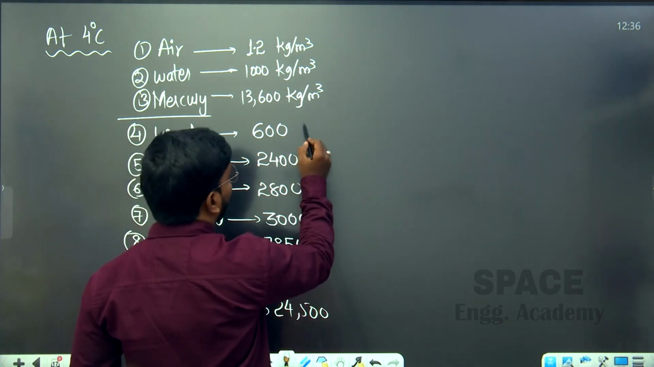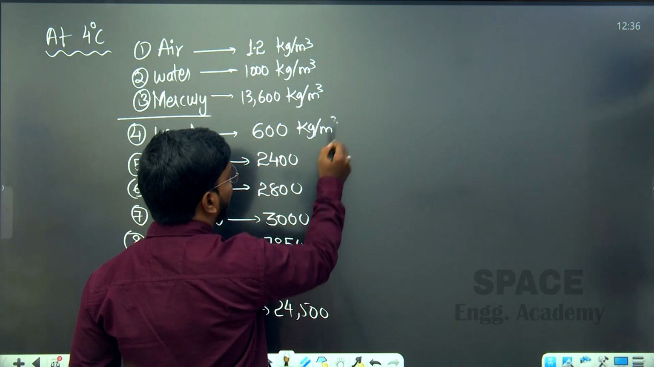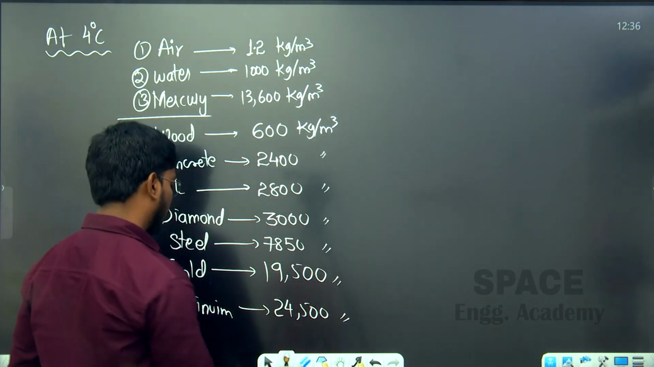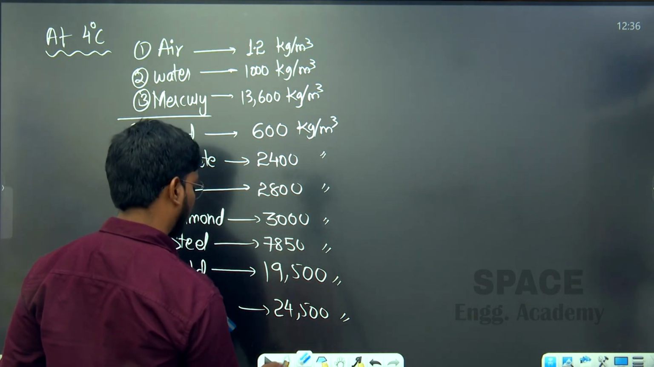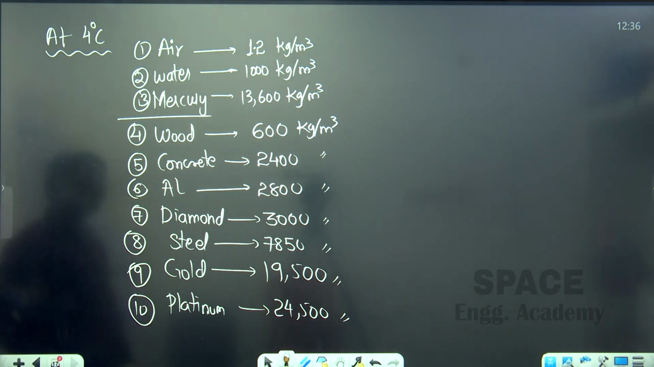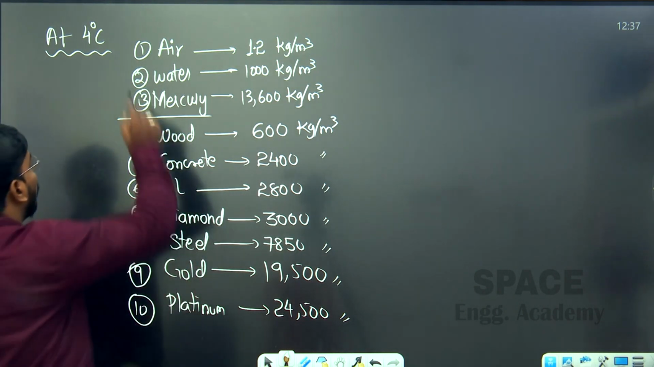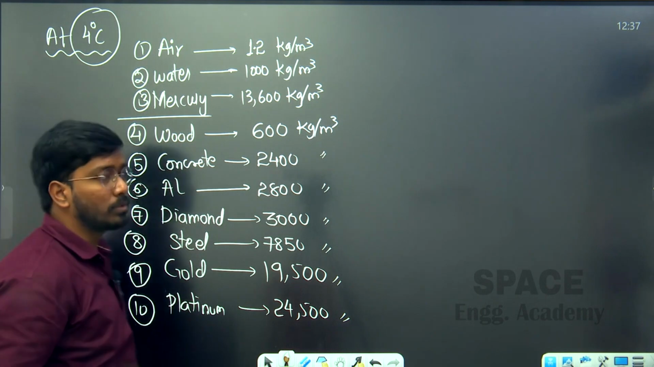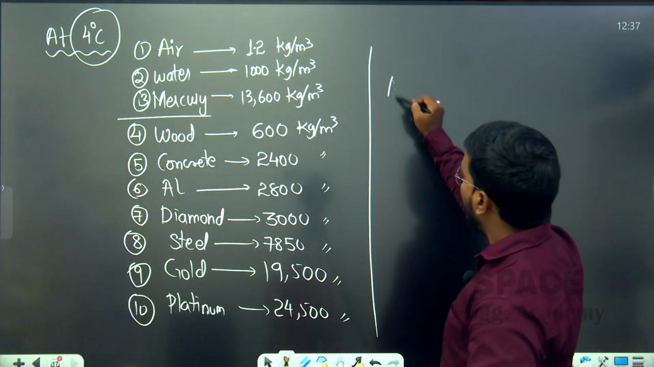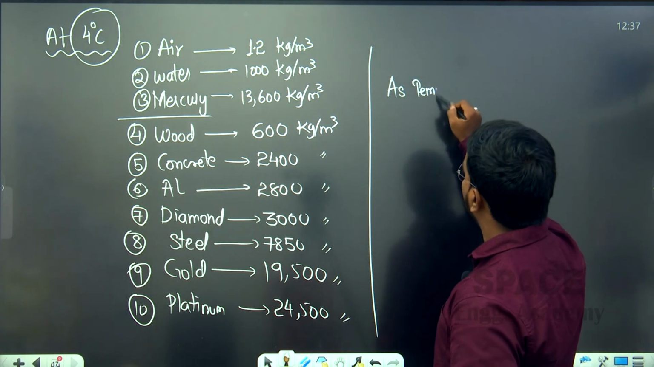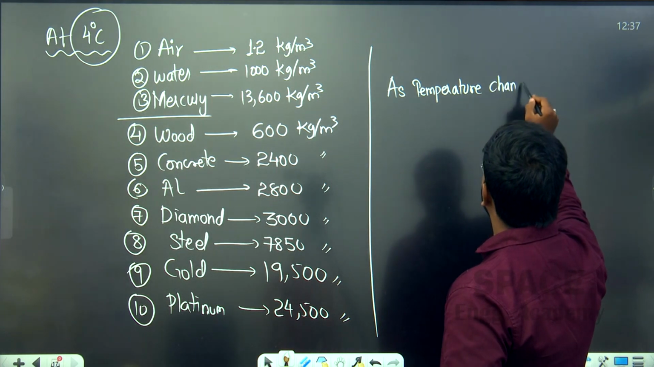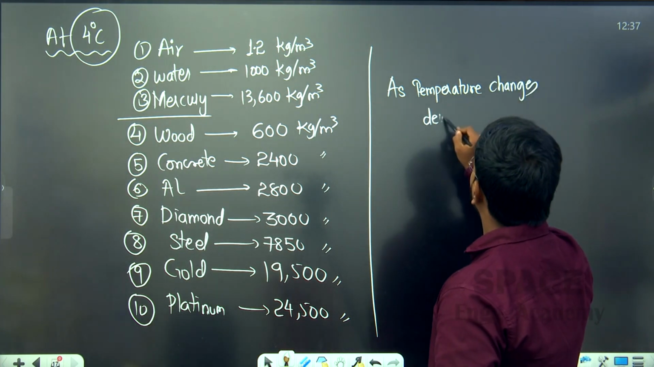All values are in terms of what? Kg per meter cube. Units are the same. So these are the standard values of density at what temperature? 4 degrees Celsius. What is the meaning of 4 degrees Celsius, sir? What happens when temperature changes? As temperature changes, density also changes.